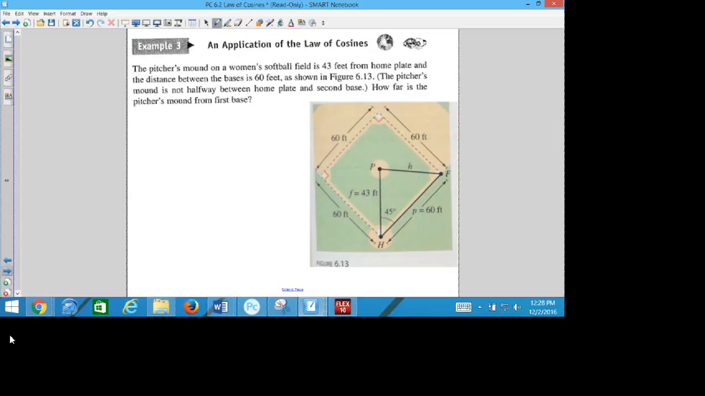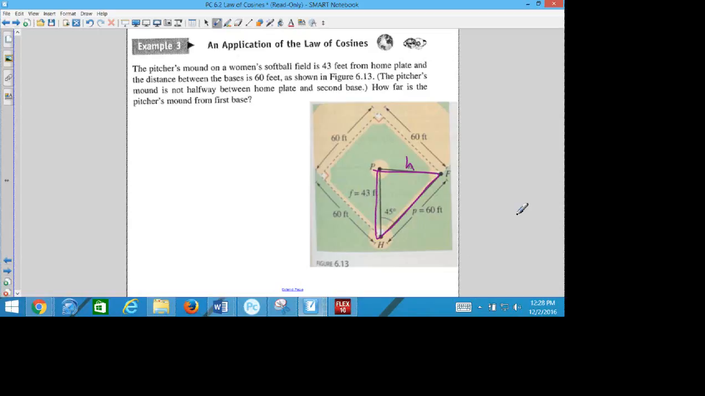All right, so this is just a real life example, but there's nothing tricky about this one. We need to find how far is the pitcher's mound from first base. So you look here, what are we trying to actually find in this picture? Angle or H. We're trying to find H. Ooh, there's no A, B's, and C's.